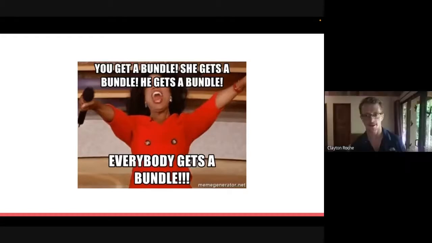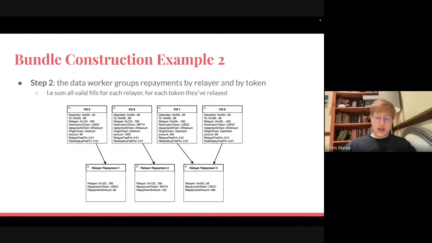Awesome, Chris. I had a quick question. The data worker and all the stuff with the Merkle, there was a lot of stuff you were showing. That's all bot infrastructure? That's not smart contracts? Yeah, all of this is off-chain.